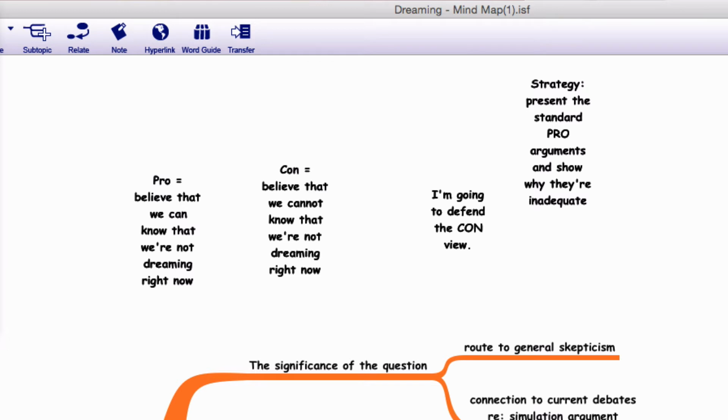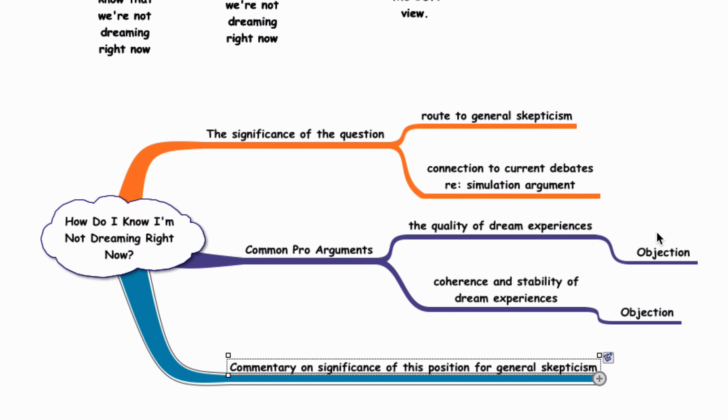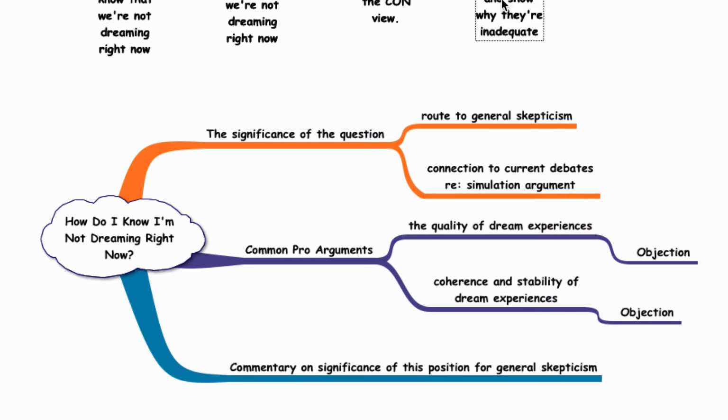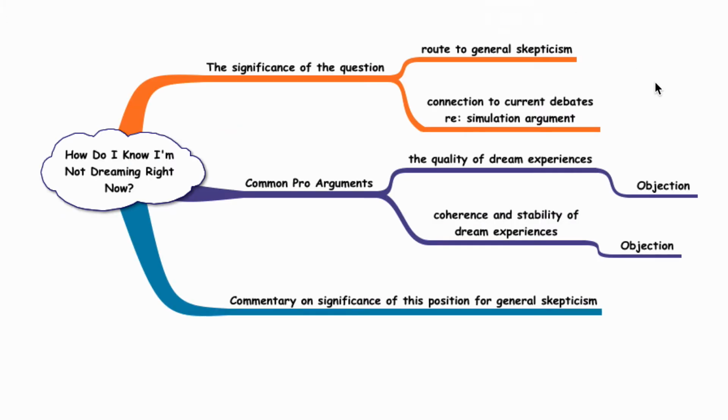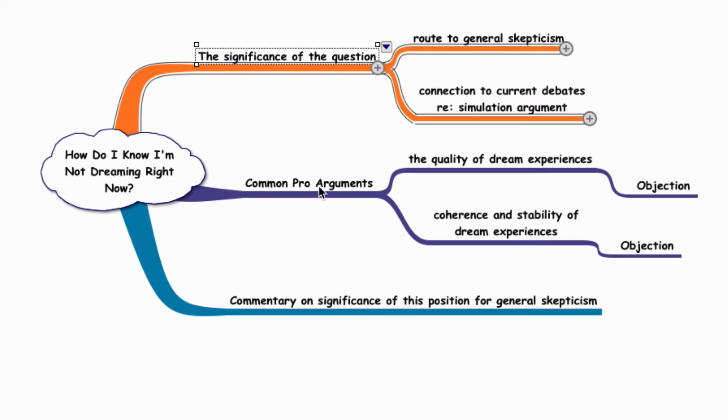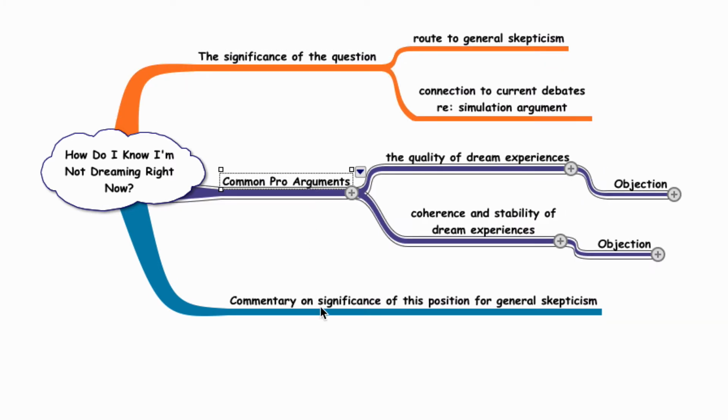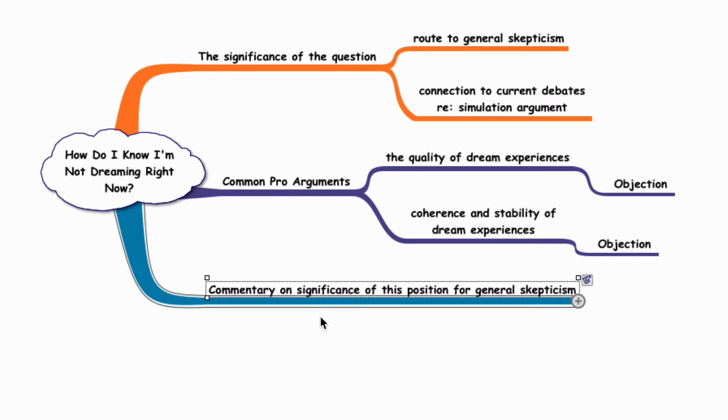I decided to structure the main body of the essay in 3 parts. I'm going to defend the con position, which I'm calling dream skepticism, which says that we cannot know for sure that we're not dreaming right now. The first part will talk about the philosophical significance of the dream question. The second part will present the 2 most common arguments against dream skepticism, along with my replies. And the third section will talk about the implications of this position for more general skeptical questions.